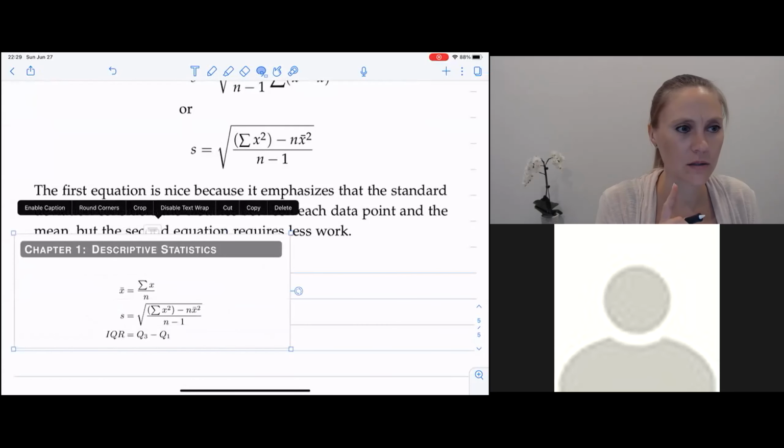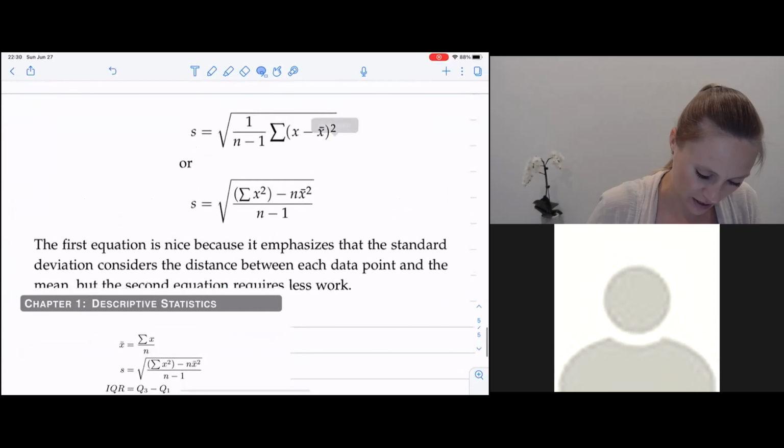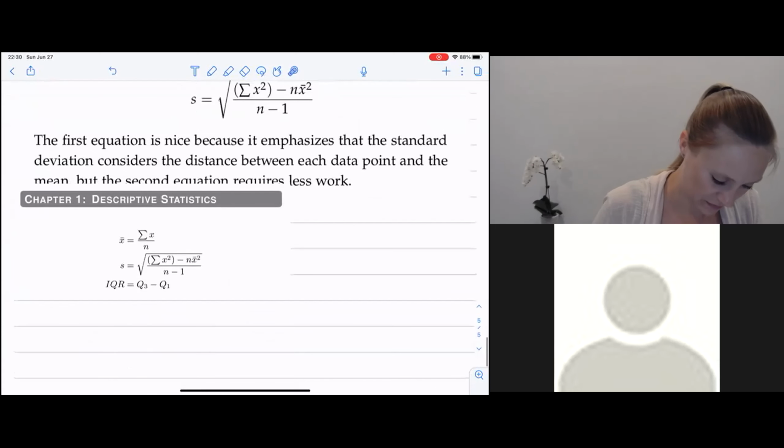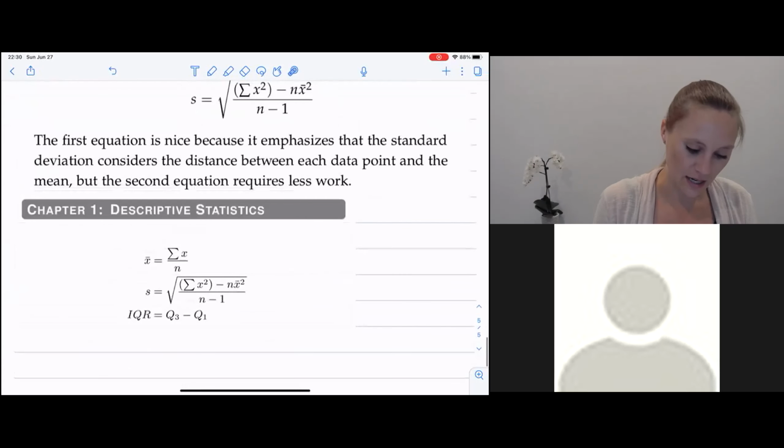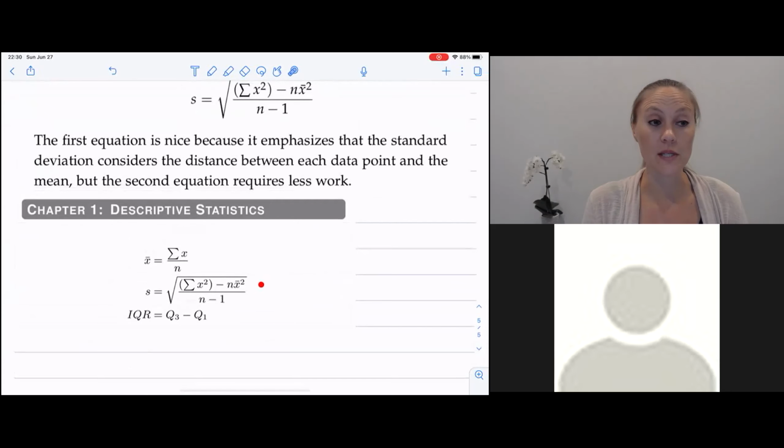I could have sworn I had both of these on here, but it turns out I can add it, but I probably will forget. Notice that I only have the one formula for S, and that's okay. This is the one that I would encourage you to use, and it's the one that we're going to use.